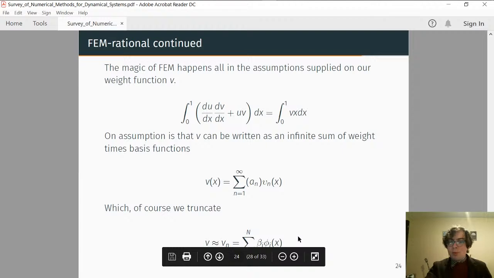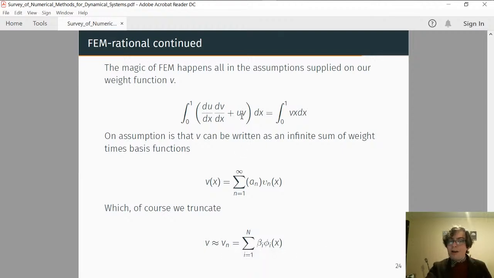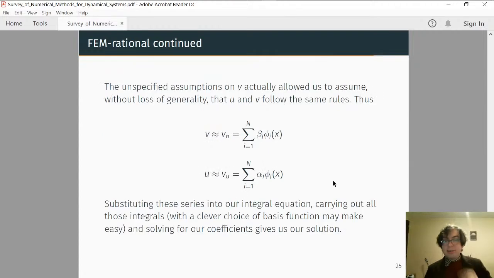And so we can then approximate v as those n basis functions. Another assumption we made on v is that we can use the same basis functions for our actual solution u. All those assumptions we put on v allow us to make that conclusion. So then we have v is equal to a series of coefficients times a series of basis functions, and u is equal to a series of coefficients times a series of basis functions.